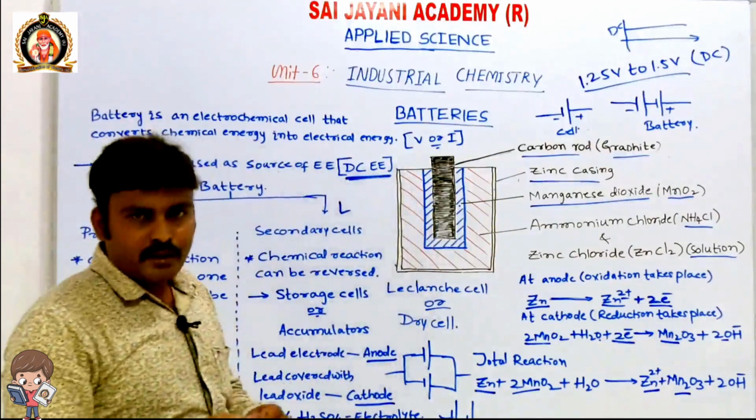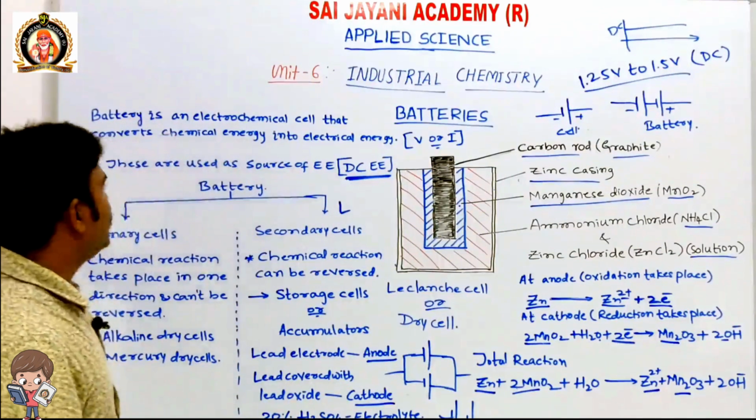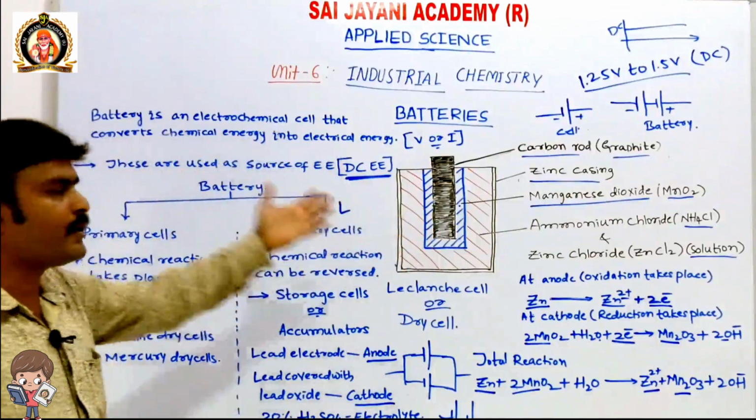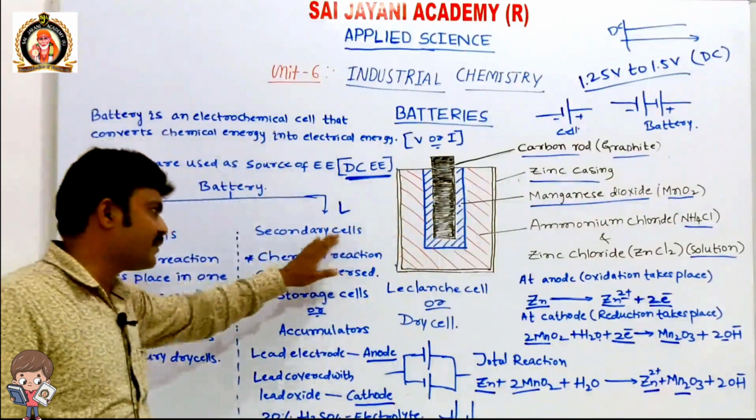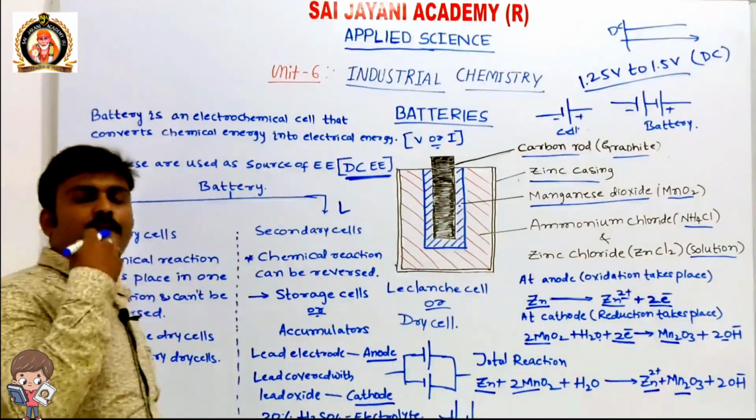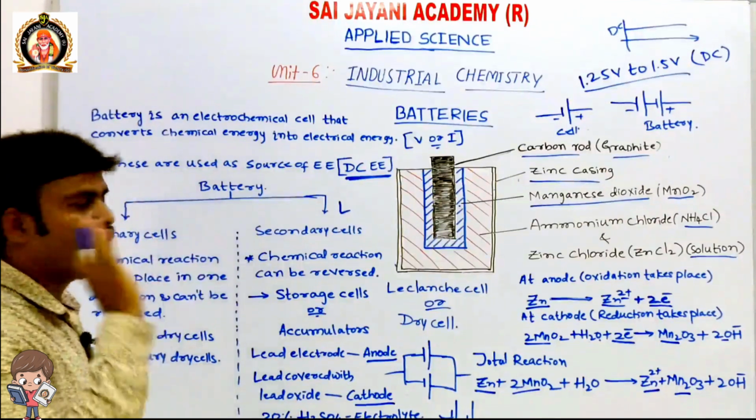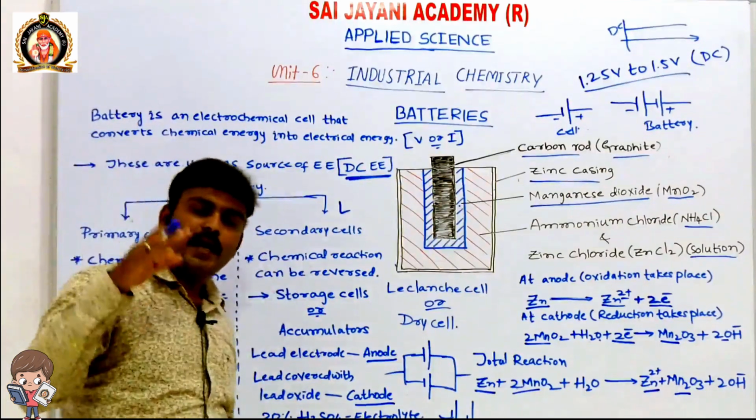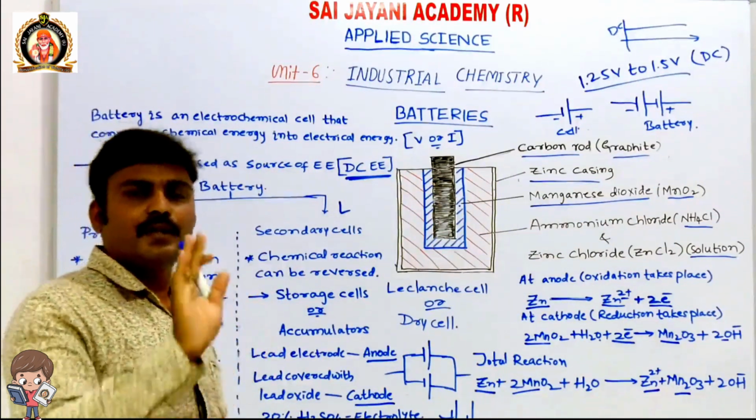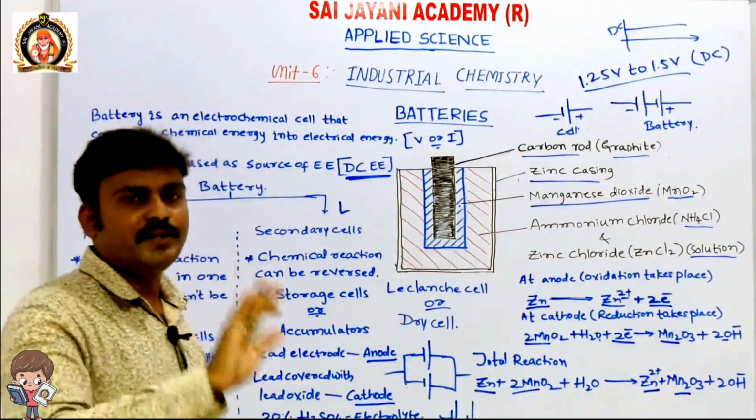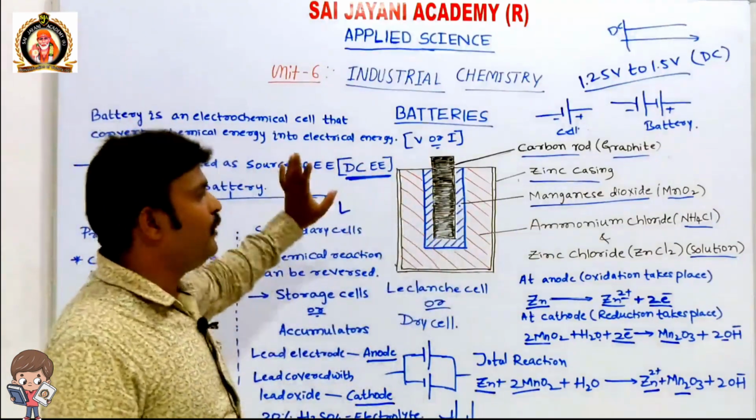Okay, so let us conclude. A battery is an electrochemical cell that converts chemical energy into electrical energy. We have two kinds of batteries, primary cells and secondary cells. In primary cells, the chemical reaction takes place in only one direction. In secondary cells, the chemical reaction can be reversed, meaning it can be charged and discharged as well. For the dry cell, the Leclanche cell is the best example.